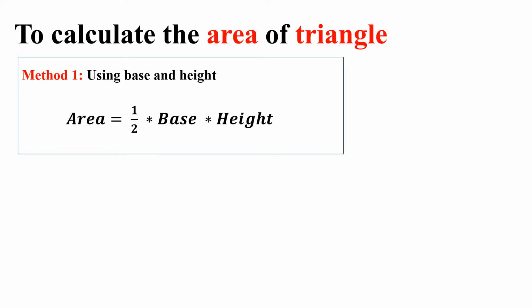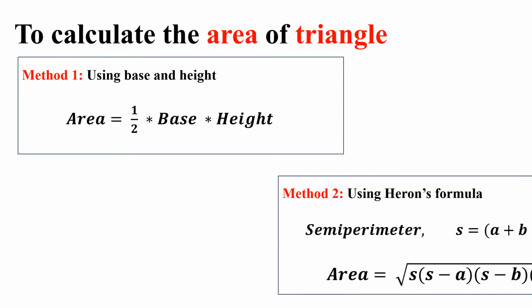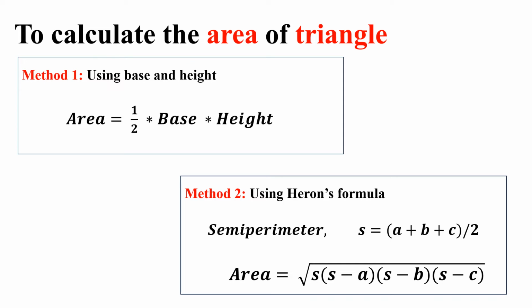Whenever the base and height of a triangle are given, its formula is area is equal to 1 by 2 into base into height. This is the very first and simple formula to calculate the area of any triangle. And we have got another method, number 2, using Heron's formula.